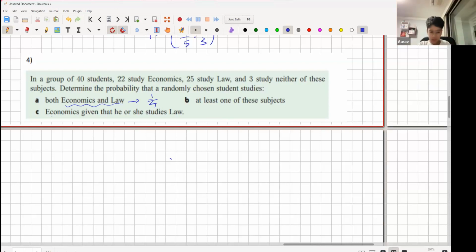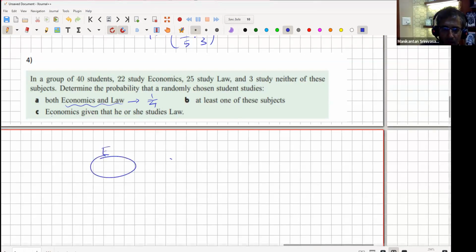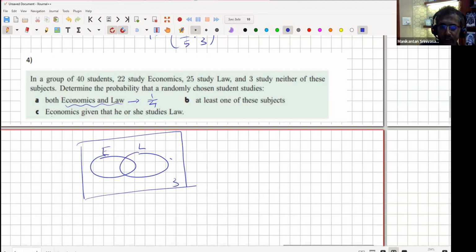I think I just drew the Venn diagrams. Okay. Navya, how about you? Yeah, same 1/4. Okay, let's draw the Venn diagram. So economics is here, law is here, and then there's some overlap, and this is the total 40. All of you know this Venn diagram business, right? There are 3 of them who are sitting out here. Now this is 22, and this is 25, and this is the portion which is X. So 22 plus 25 minus X will be the union of economics and law, the 2 circles put together.